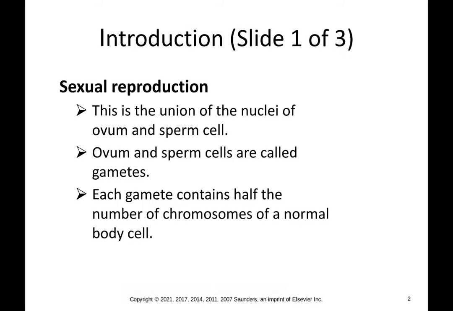So we're going to cover the terms of sexual reproduction. This is the union of the nuclei of an ovum and a sperm cell, and those are each called gametes. Each gamete contains half the number of chromosomes of a normal body cell. So half from the sperm and half from the ovum.